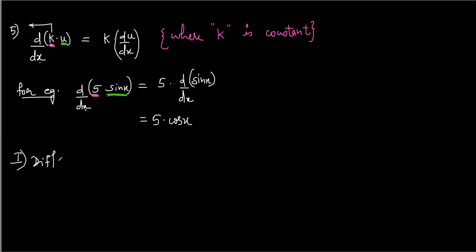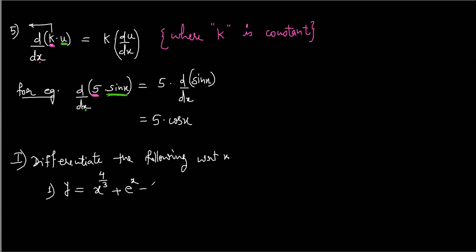Differentiate the following with respect to x. So we have here y, first one, y equals x raised to 4 by 3 plus e raised to x minus sine x. I have to differentiate this with respect to x.